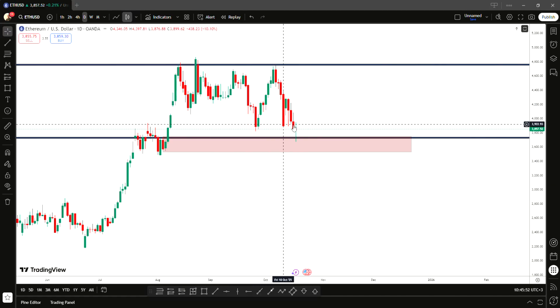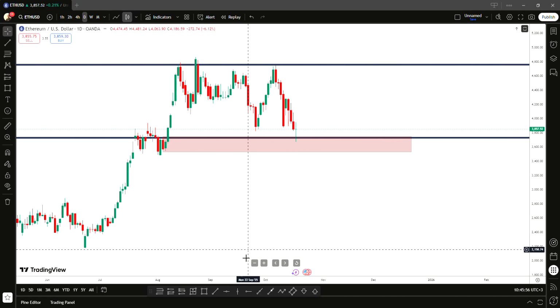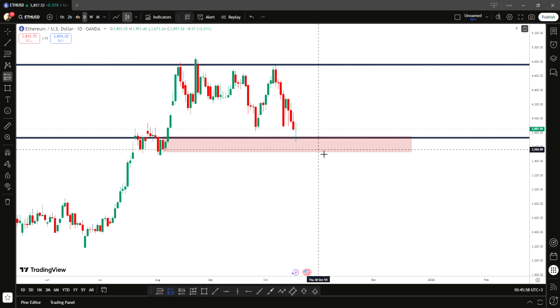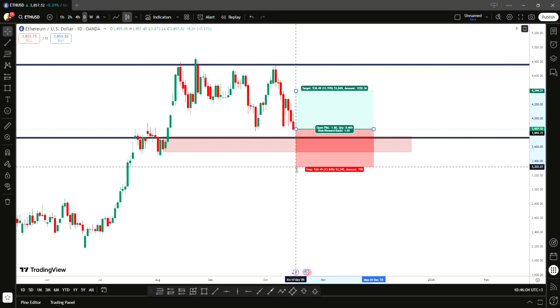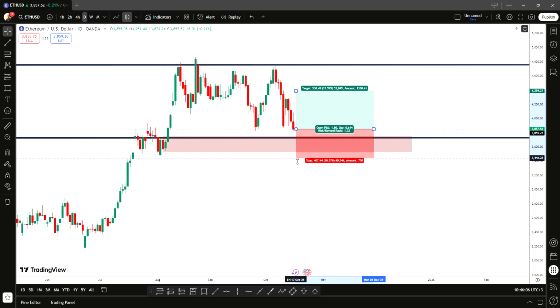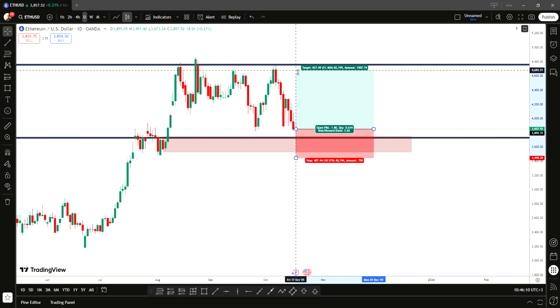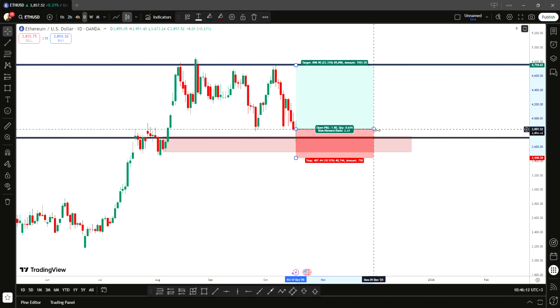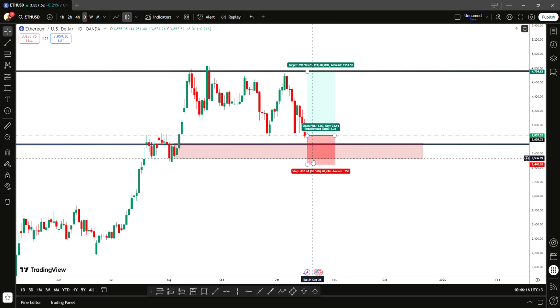So now we have contacted the daily demand. As for me, I would want to enter from here. See this rejection candle, and I always tell you, the moment you contact support or demand and then you give that indecision candle, chances of going up are high, or chances of turning the direction of the market are high. So I would like to enter from here.